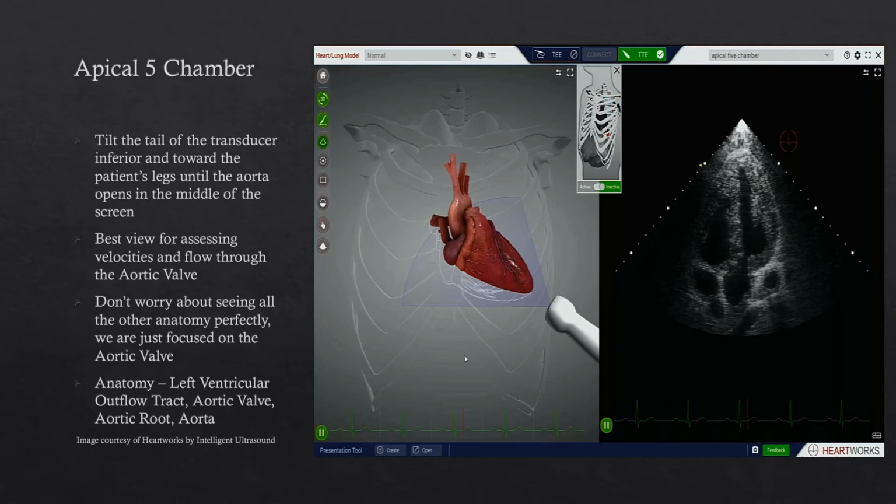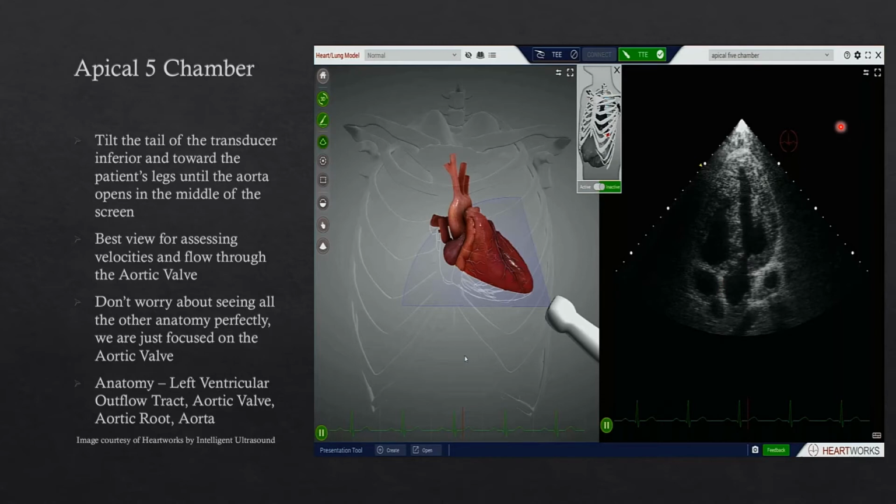Okay, next we're going to go to our 5-chamber. So with our 4-chamber view, we're seeing both ventricles, both atria. But now with our 5-chamber, what we're doing is essentially opening up the aorta in the middle of the screen. The aorta is considered the 5th chamber in this view. So we're going to take the tail of our transducer and simply tilt it down slightly towards the patient's feet. Typically that will open up our aorta right there in the middle of our screen.